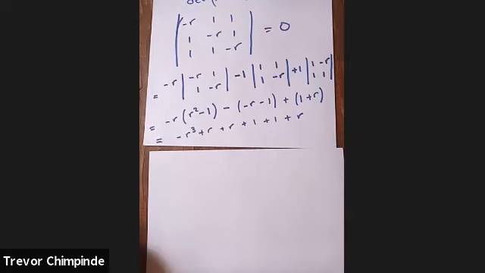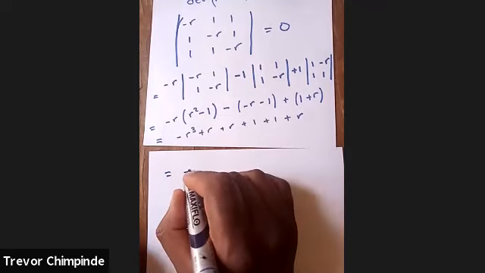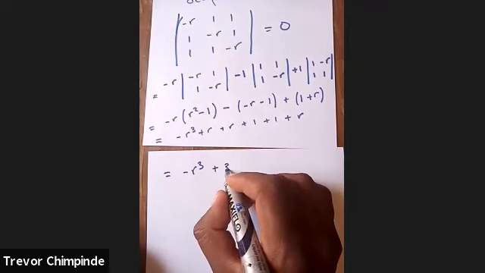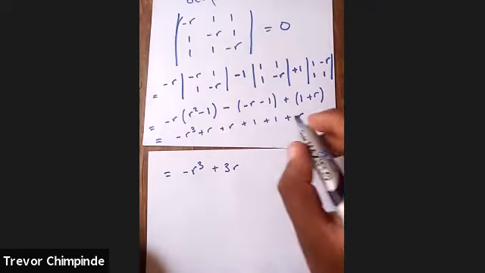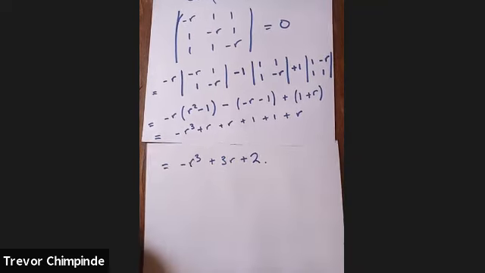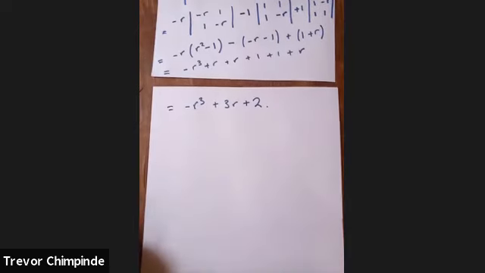So this will be minus R cubed. How many R's do we have? We have 3, so it's plus 3R. How many ones do we have? 2. So now this is a cubic polynomial. We have to find its roots.